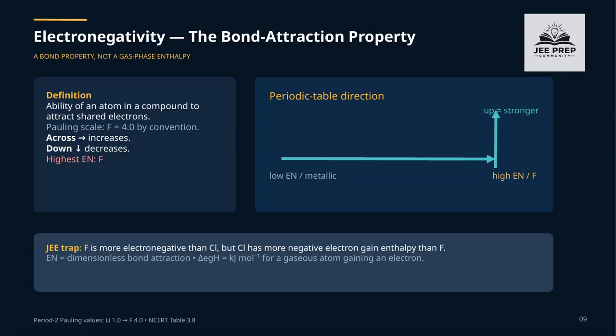Use the chain: nuclear charge rises while core shielding stays almost constant. Effective nuclear charge rises, radius falls. Ionization enthalpy and electronegativity rise, metallic character falls, oxidizing tendency rises. Down a group, a new shell and more shielding reverse the pattern. Let us enter the JEE question lab.